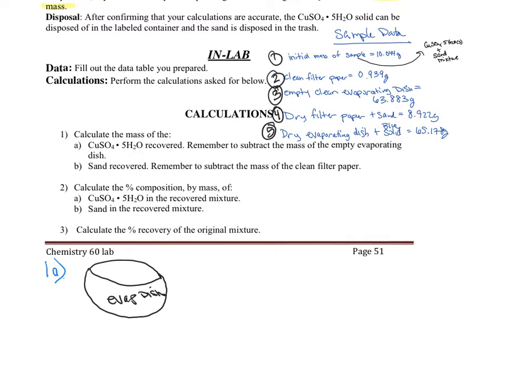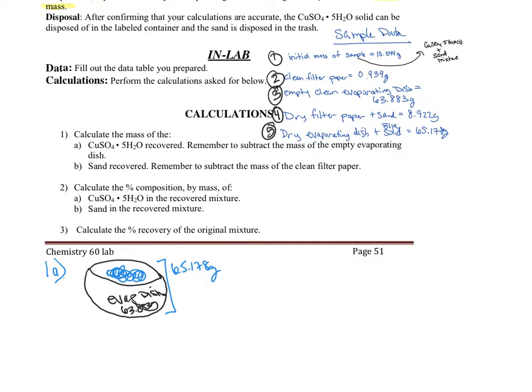So our evap dish, I know, is 0.3. So that is 63.883 grams. And then what happens, you're left with some of that dry copper 2 sulfate pentahydrate left over. And then we have the mass of both the evap dish and the leftover blue solid, which is our copper 2 sulfate pentahydrate, which has a mass of 65.178 grams.